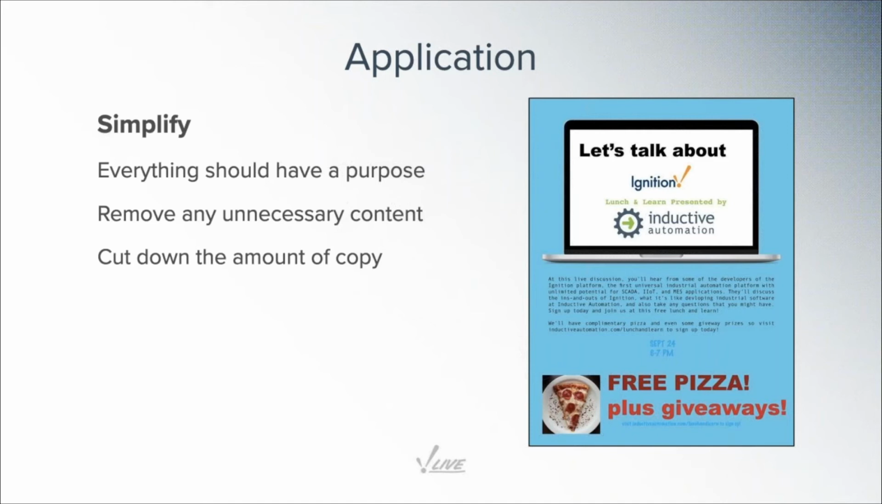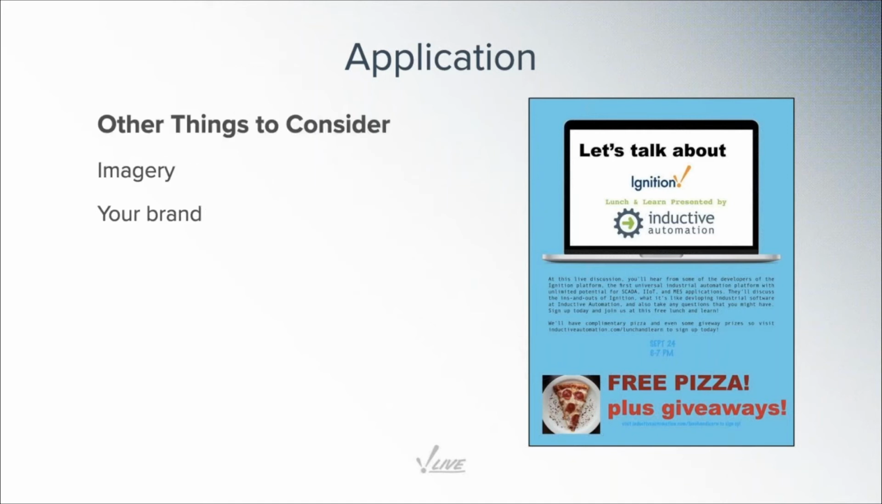So let's talk about some other things to consider. So imagery, we touched on this in the last slide, but when thinking about a main image for your piece of content, whether it's the background image or it's a foreground image, it should really help reinforce the content and possibly your brand as well. So that when someone sees that image just in itself, they say, oh, that's so-and-so, or that's Ignition, that's Inductive Automation.